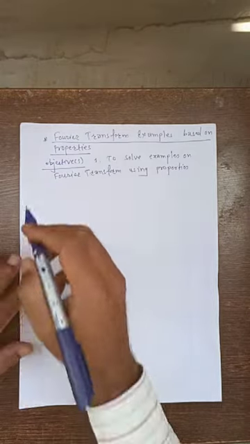Today's topic is Fourier transform examples based on properties. The objective is to solve examples on the Fourier transform using a few properties. So we'll start with today's session. The first example.